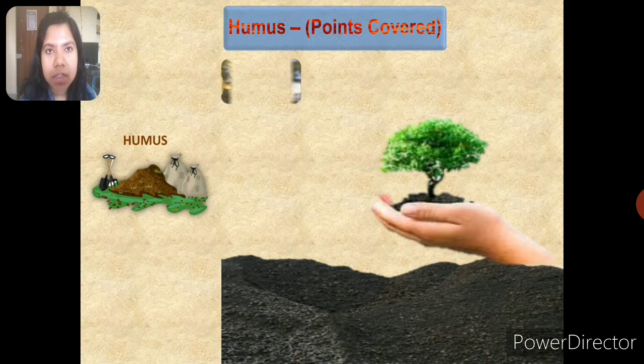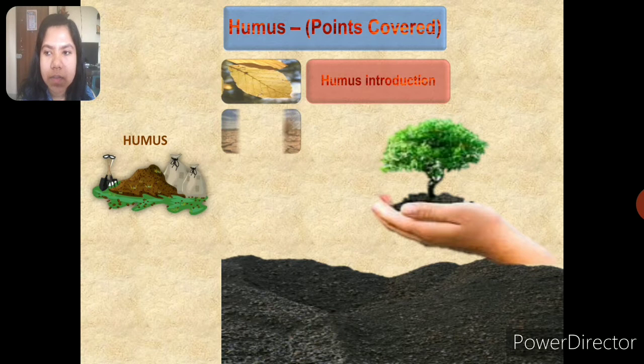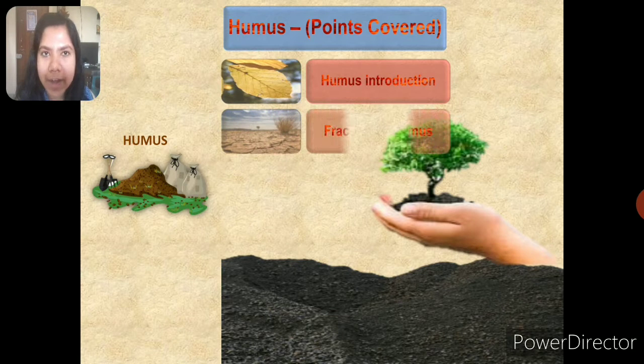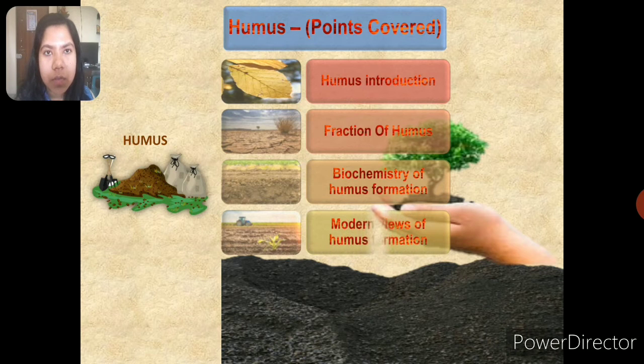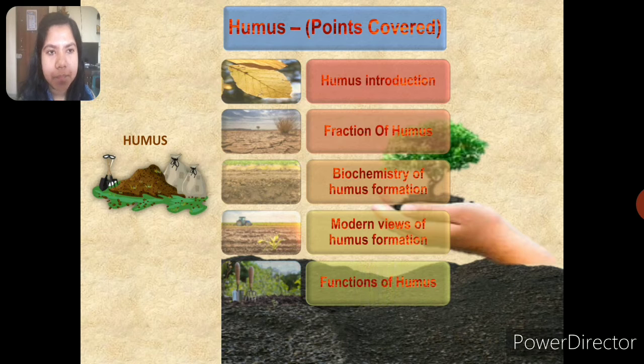The points covered in this PPT are: first, the introduction of humus; second, the fractions of humus; third, the biochemistry of humus formation; fourth, the modern views on humus formation; fifth, the functions of humus; and the last is the organic matter.